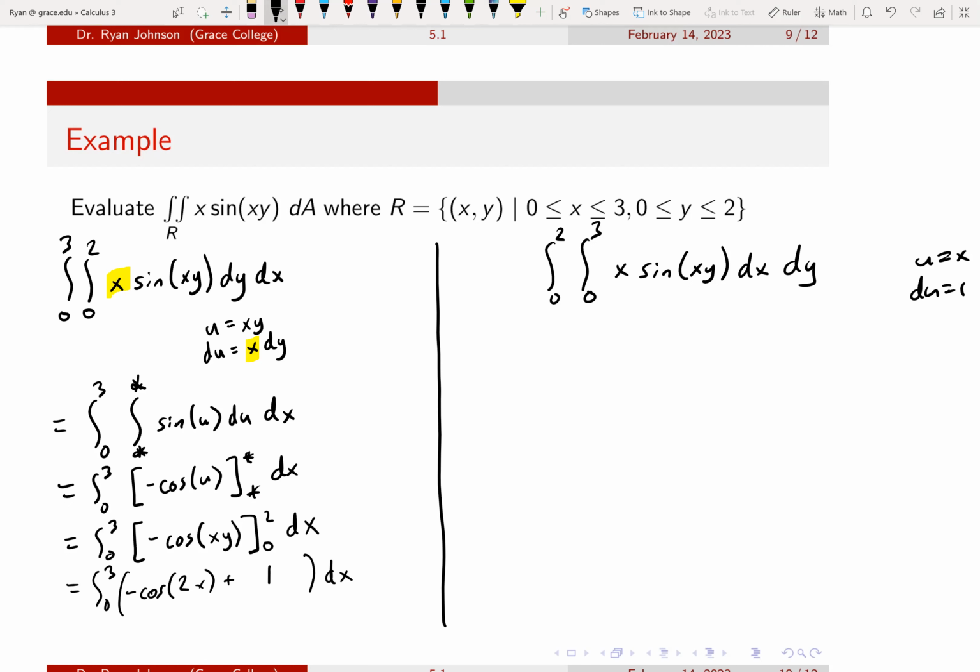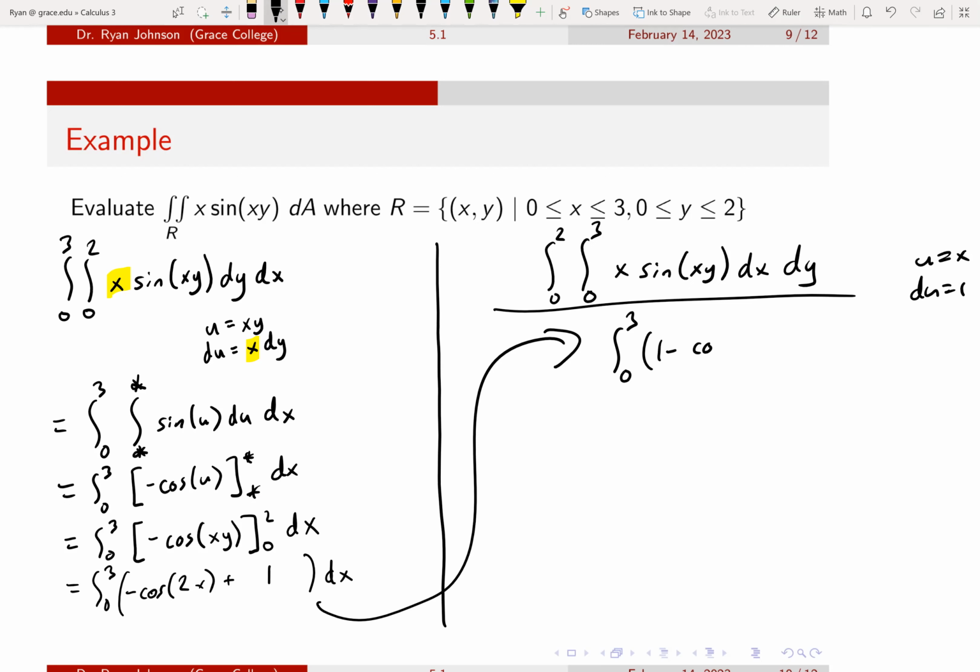Okay, then I'm just going to keep going over here because that's too ridiculous. I'm not going to do it that way. So I'm going to rewrite it. Integral from 0 to 3. Let's rewrite that integral: 0 to 3 of 1 minus cosine 2x dx. And then let's integrate there. So the integral of 1 with regard to x is just x, minus the integral of cosine 2x, which becomes plus 1/2 sine of 2x.